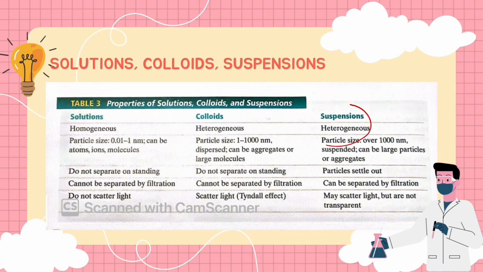Suspensions are also heterogeneous. Their particles are so large, they are over 1000 nanometers. They are so large that they settle out. They can be separated by filtration, such as muddy water. They may scatter light and may not.